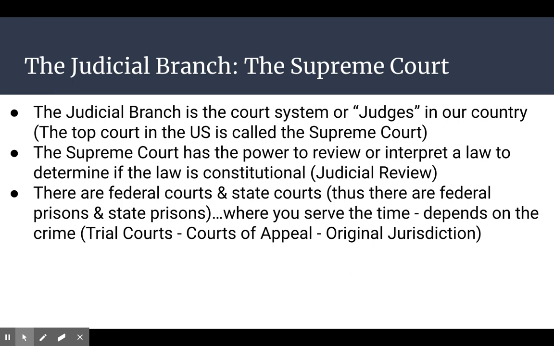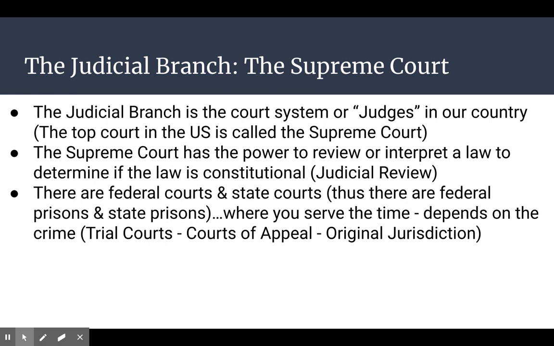Where you serve the time depends on the crime, right? There's also different kinds of courts. There are trial courts. And if you lose in a trial court, you can always appeal that to a higher court, an appellate court. That's a court of appeals. And then there's also things you have to pay attention to, like who has original jurisdiction. Again, it depends on what kind of crime you commit.